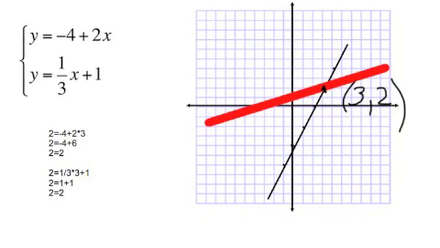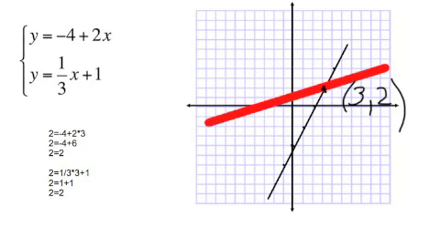For example, this one. After I graph the equation, the intersection point is at (3, 2). What I would like to do is use the substitution method to verify the intersection point is at x equals 3 and y equals 2.